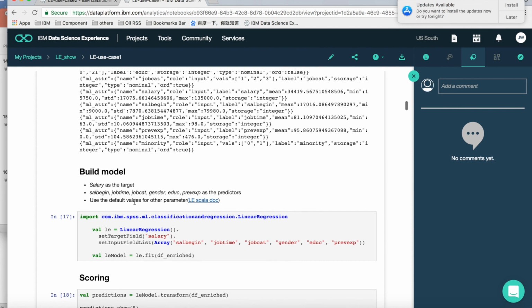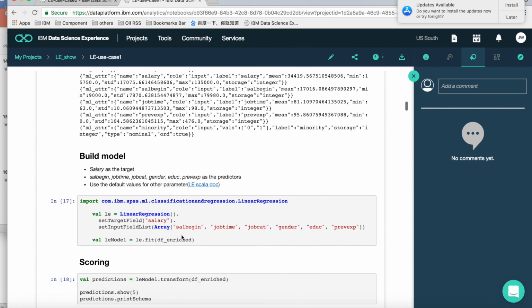After this, I will put it in our linear regression model. We will build it with salary as the target, and beginning salary, job time, job category, gender, education level, and previous experience as predictors. I will use the default values for the other parameters. You can also refer to the LE Scala doc for other parameters.